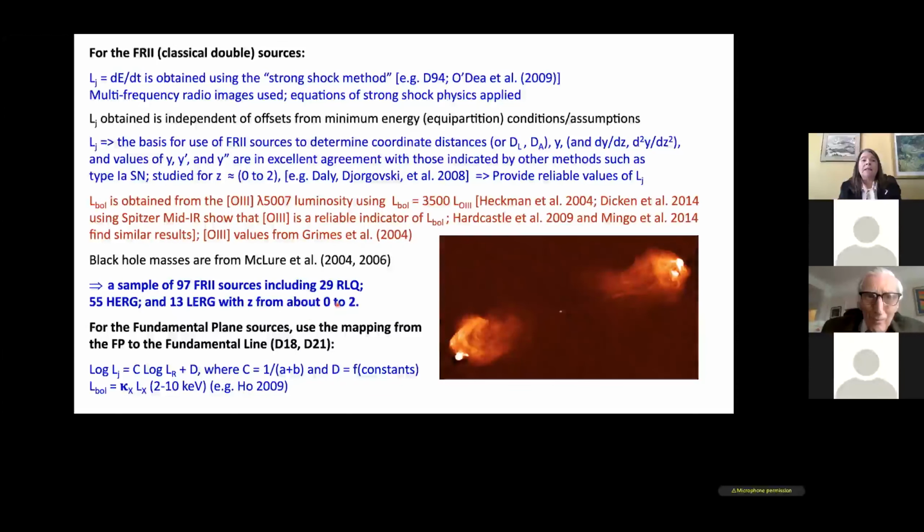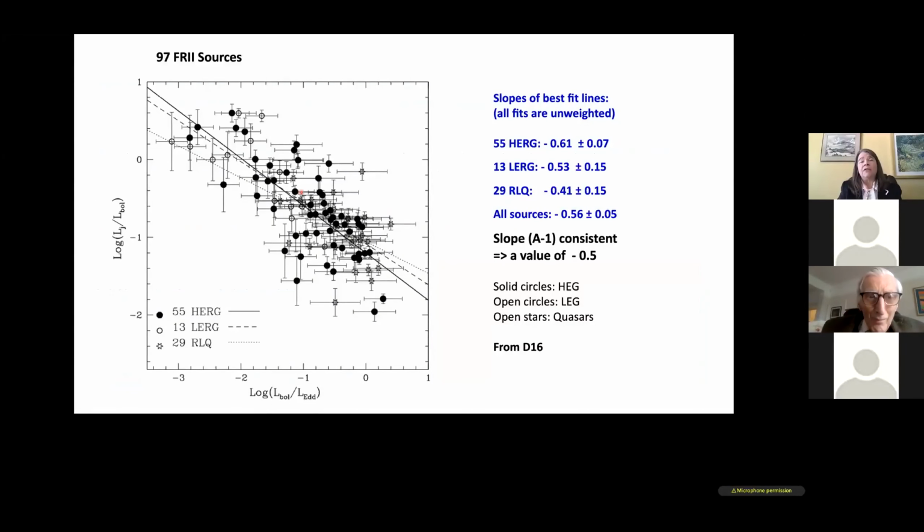Combining all these led to a sample of 97 FR2 sources with redshifts between 0 and 2. These are the quick results from the 2016 paper applying that. So looking at the empirically determined beam power relative to the bolometric luminosity of the disk versus the bolometric luminosity of the disk in Eddington units, okay?